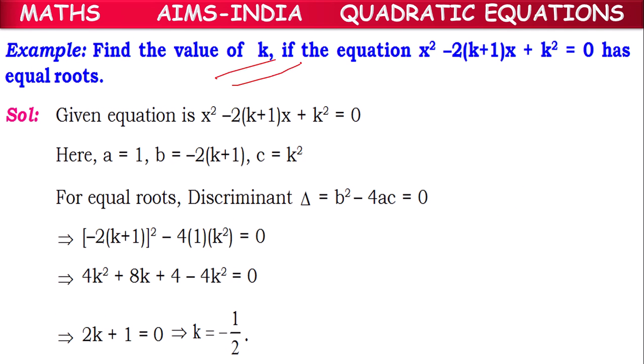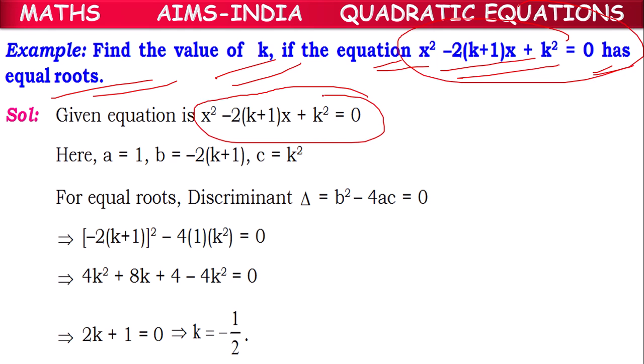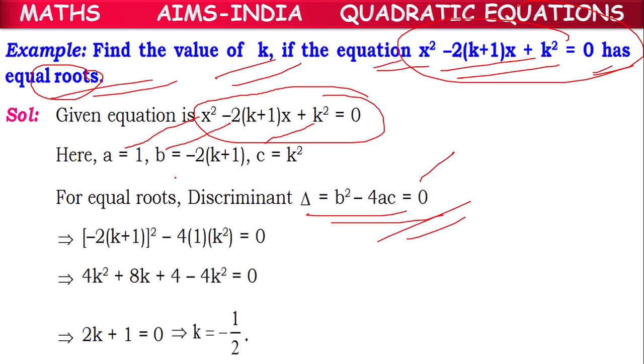Next one. Find the value of k if the equation has equal roots. This is the equation. If you compare with a, b, c, a is 1, b is minus 2 into k plus 1, c is k square. But it is having equal roots, so the discriminant will be 0. Discriminant means b square minus 4ac will be 0. B square is minus 2 into k plus 1 whole square, minus 4 into a value 1, c value k square.